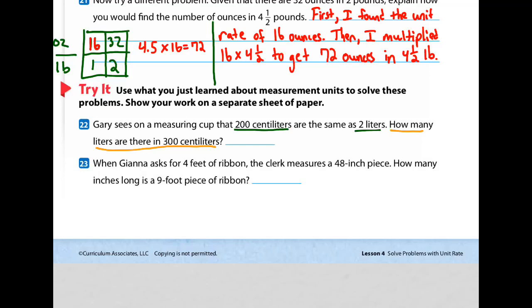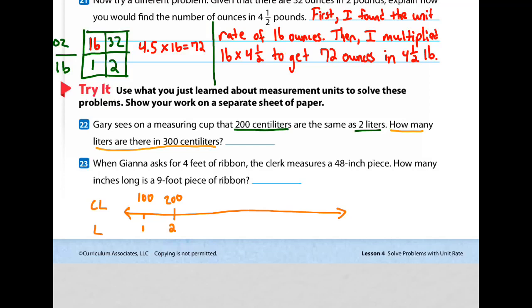All right, so I'm going to go over 22 now. Just to be different, I'm going to do a double number line, which is a lot like a ratio table when you think of it. So we know on top is going to be centiliters, CL, and on bottom is going to be liters. So there's 200 centiliters and 2 liters. So I'm going to draw a line here, 2 liters, 200 centiliters. That means 1 liter is 100 centiliters. Now the question says how many liters are there in 300 centiliters?